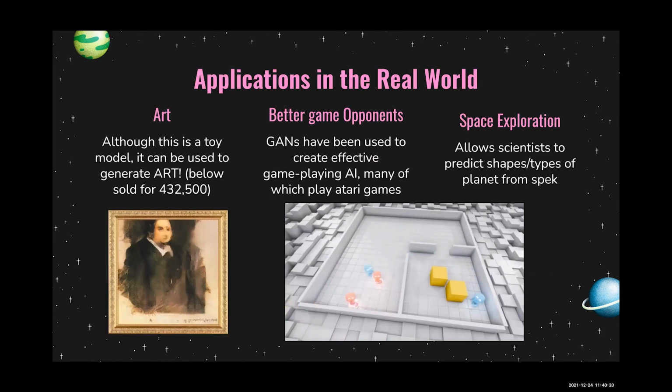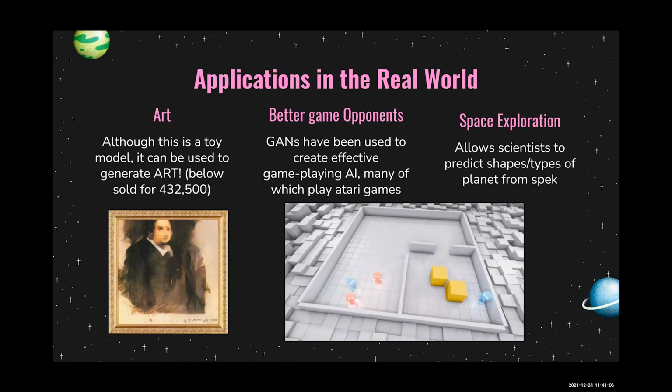So let's talk about the applications of a GAN in the real world. The first application is art. GANs can actually be used to create art. The model on the left, even though it looks kind of weird, did sell for $432,000. Another application is creating game AI. As we saw on the first day, I think this is the hide and seek game that a couple of AIs played, and those create better game playing AI.